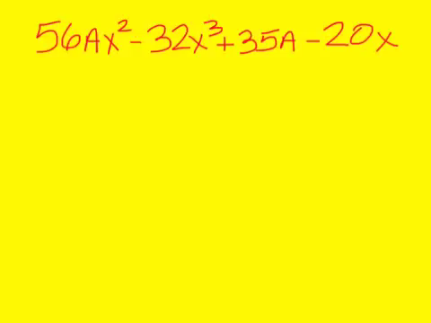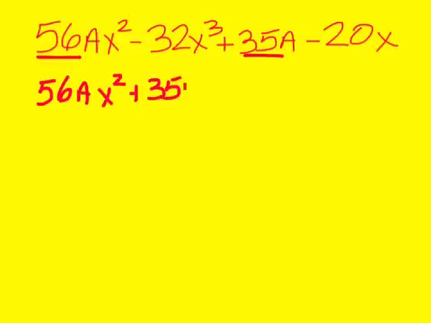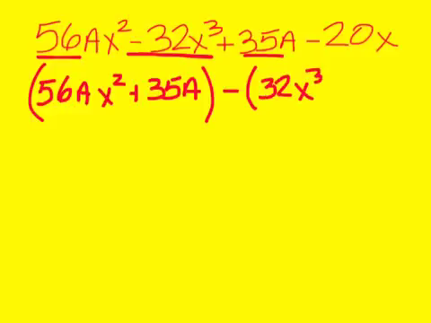For the practice problem, I am going to group, let's see, you can do a 7 out of this and this, at least a 7a. So I'll give that a shot and make it 56ax squared plus 35a. But for the other two terms, my first one's going to be negative, so I have to put minus, and then 32x to the third plus 20x. I must change that sign because of this.